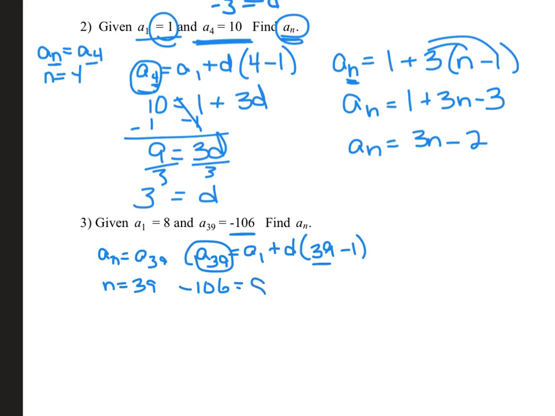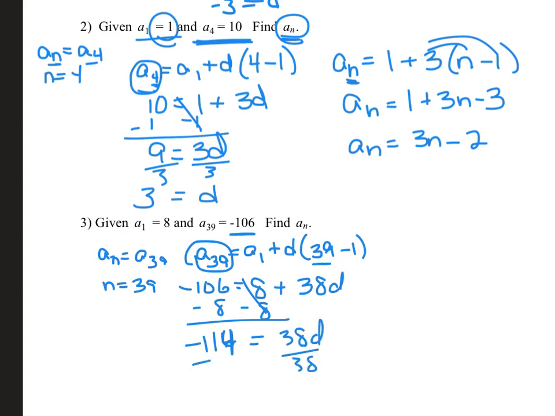The first term is 8, so that's why they go there. Plus 38d. Then I subtract 8. So it's negative 114 equals 38d. Divide by 38. And I get negative 3 for d again.